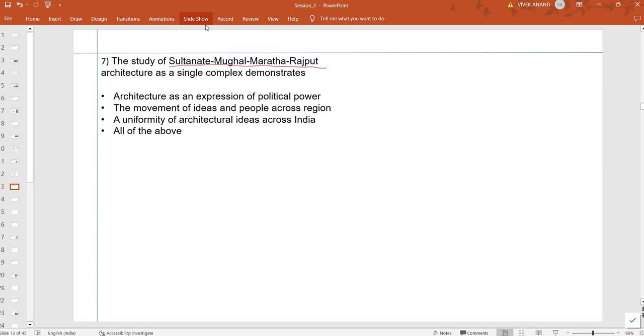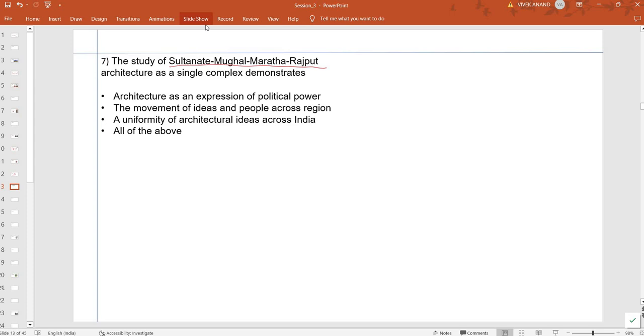So when you see a bird's eye view of all the styles of this architecture type, and when you relate their features, when you go through the timeline, what are the findings which you can say that yes, this we can see after looking at it as a single entity: Sultanate, Mughal, Maratha, and Rajput architecture, in a single periphery, if you put all these styles.